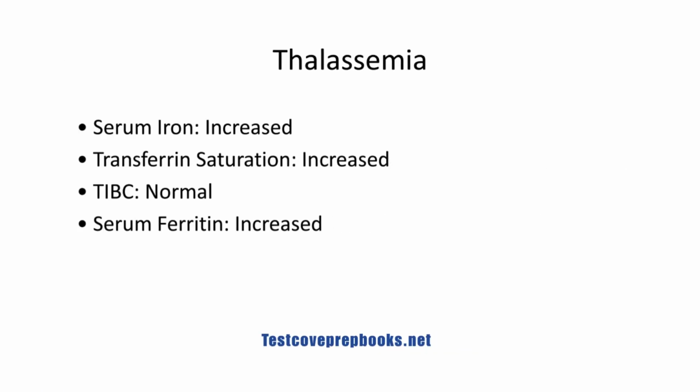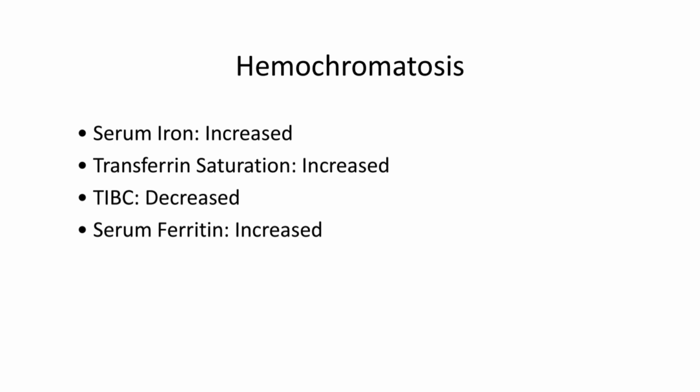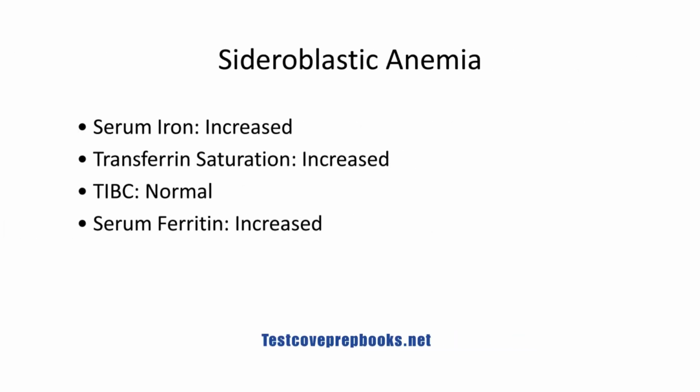In thalassemia, iron overload can occur. Serum iron is increased, transferrin saturation is increased, TIBC is usually normal, and ferritin is elevated. Hemochromatosis is another condition with iron overload. Serum iron is elevated, transferrin saturation is elevated, TIBC decreases, and ferritin is markedly elevated due to excess storage. Finally, in sideroblastic anemia, we again see increased serum iron, increased transferrin saturation, normal TIBC, and elevated ferritin levels.